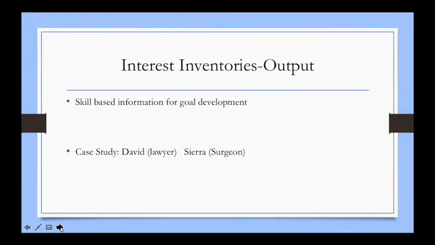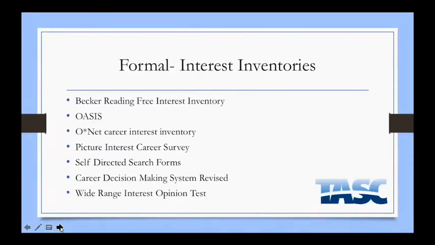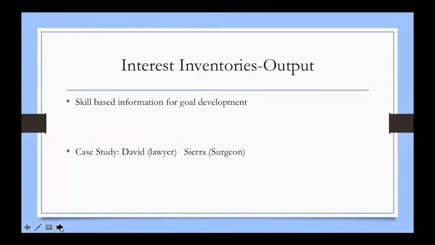Really important, an interest inventory output has to give you skill-based information for goal development. So let's think about that for just a second. The information that you get, I'm going to go back to that screen. The information that you get from the formal interest inventories, the data that are collected, needs to give you information that helps you with goal development.